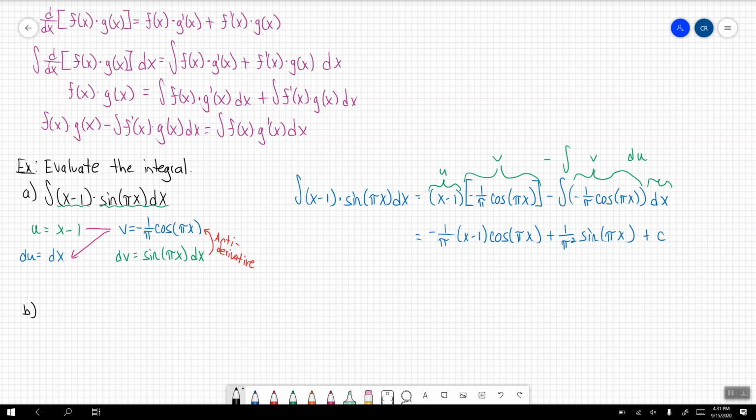So let's look at part B. When we're looking at part B, now I want to analyze the integral of the natural log of the square root of x dx. All right, let's go through that process.